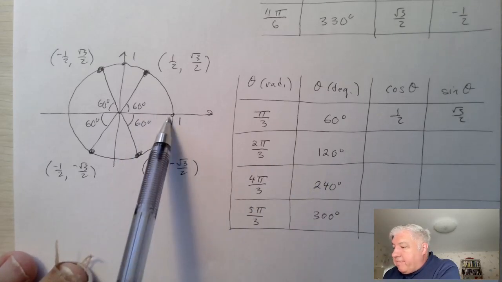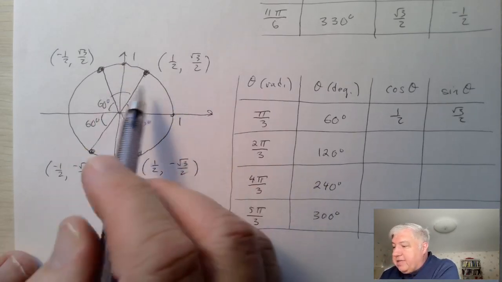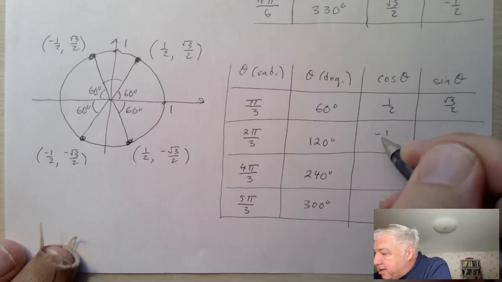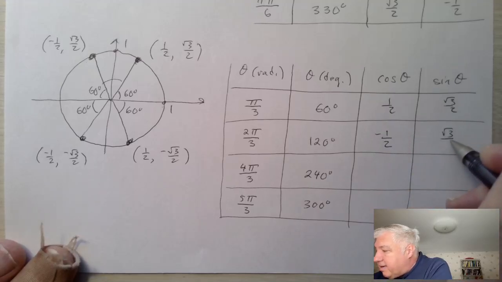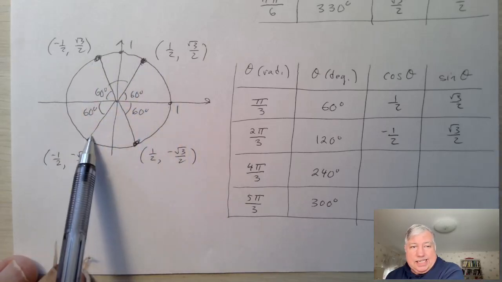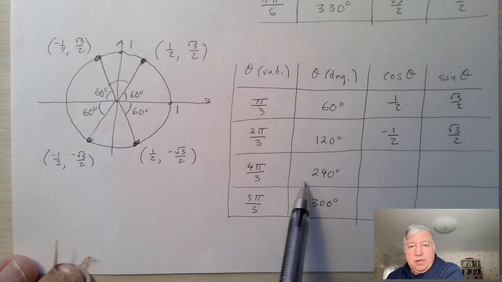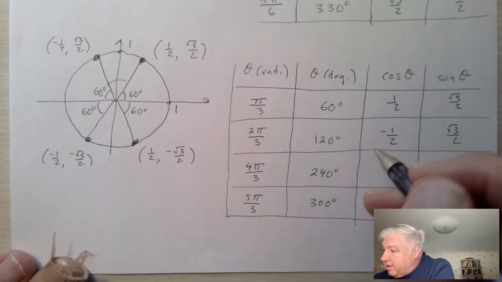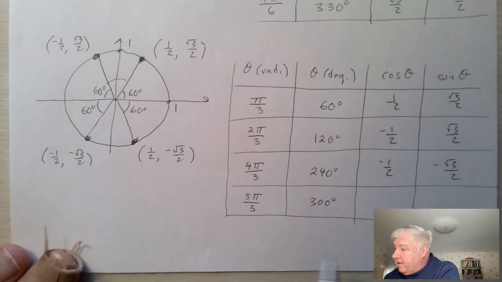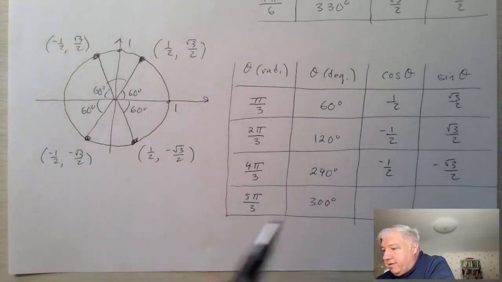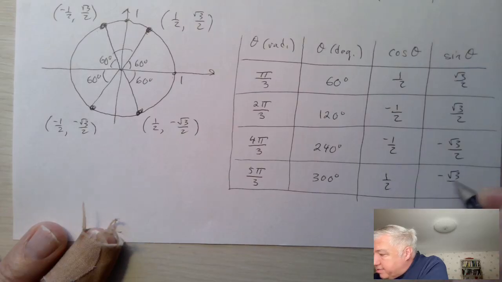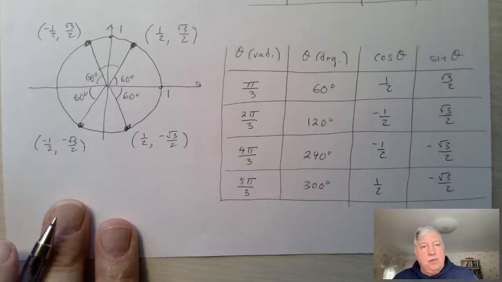For 120, from here to here is 60, and from here to here is 60 as well. So from here to here is 120 degrees, so the cosine will be negative 1/2 and the sine will be positive square root 3 over 2. From here to here is 180, and 180 plus 60 is 240, or 4 pi over 3. So these will be the cosine and sine of that angle. And then for 300 degrees, this will be 1/2 and negative square root 3 over 2.